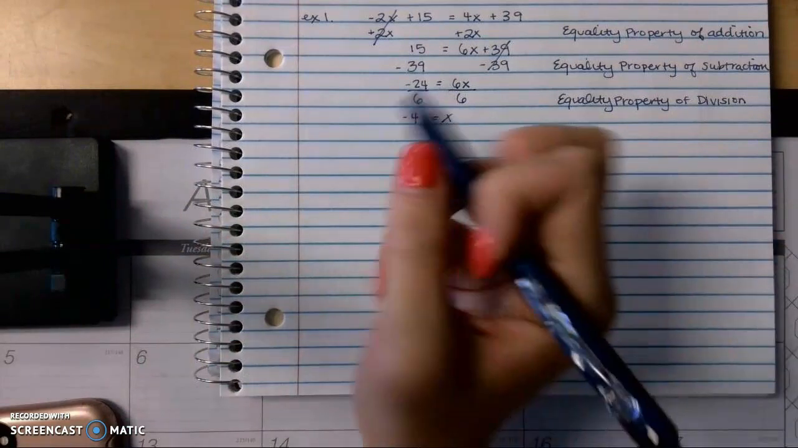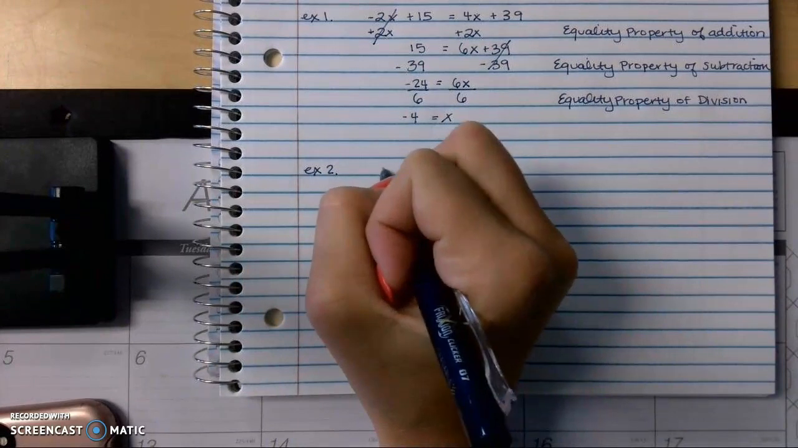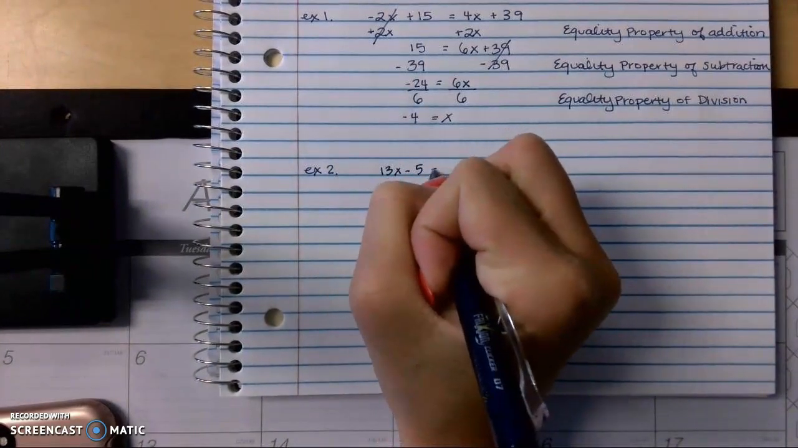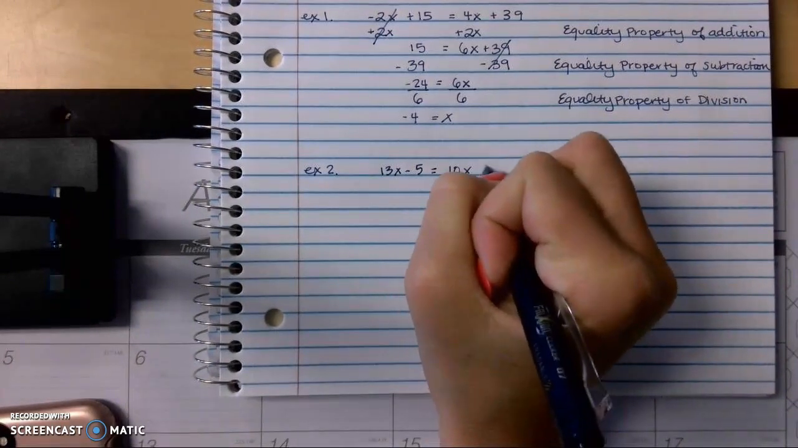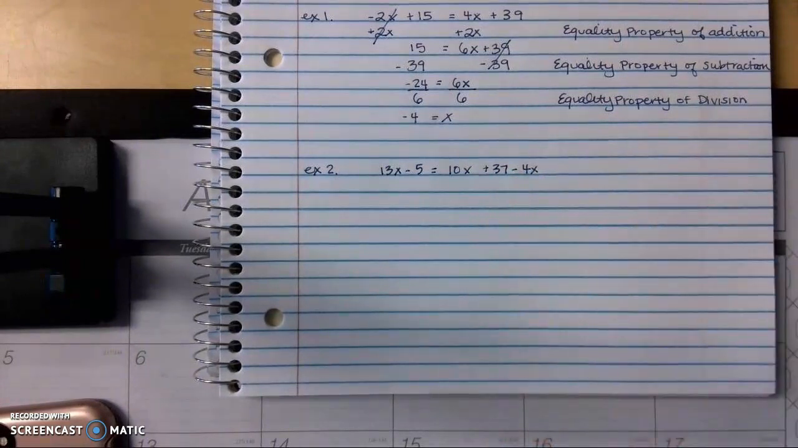Okay, example number 2. We're going to do 4 examples today, so stay with me. We have 3x minus 5 is equal to 10x plus 37 minus 4x. So take a look. If you want to try this one on your own, you can.